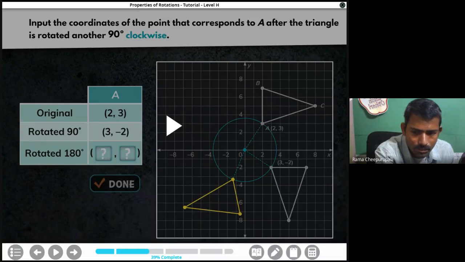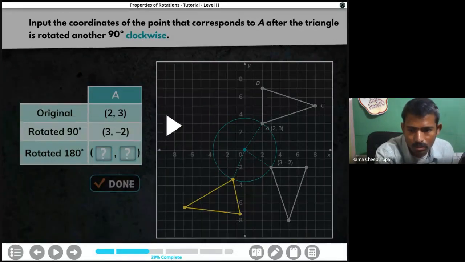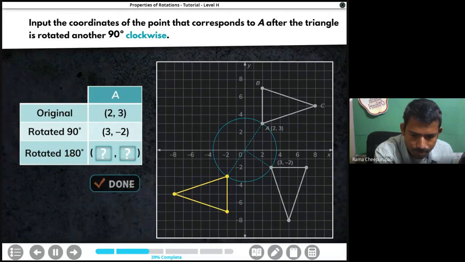Okay, let's answer this one. So the first thing is (2, 3). The x coordinate becomes negative, and then it's swapped. So if I follow the same technique, let's see. The triangle 90 degrees clockwise again. Input the coordinates of the point that corresponds to A after the triangle is rotated another 90 degrees clockwise.